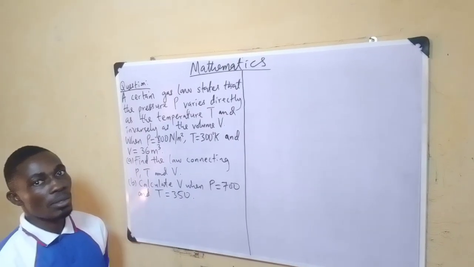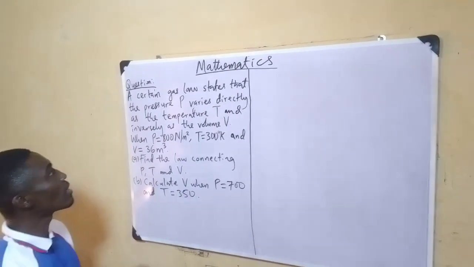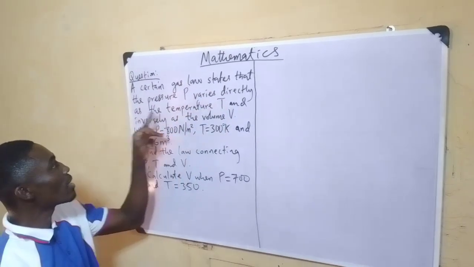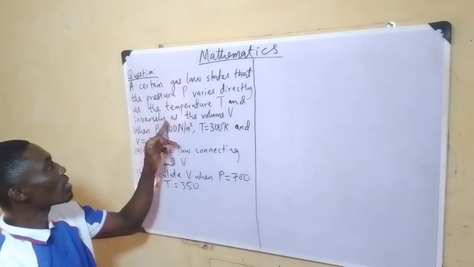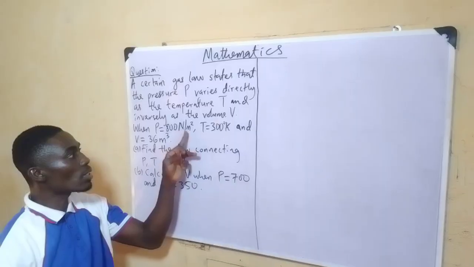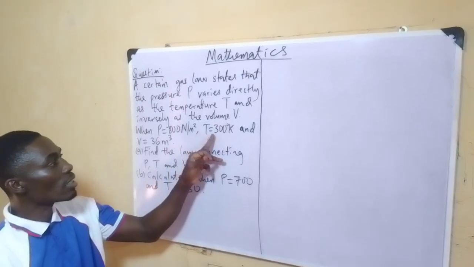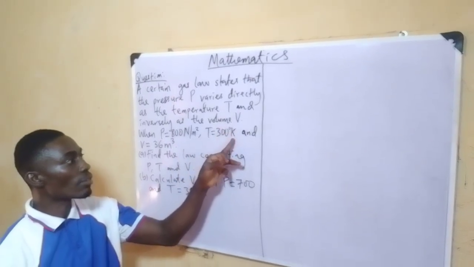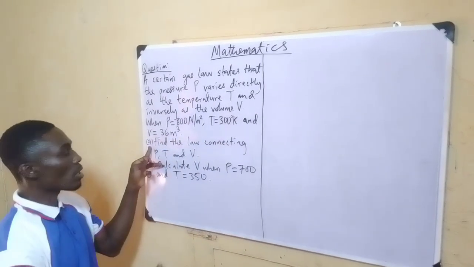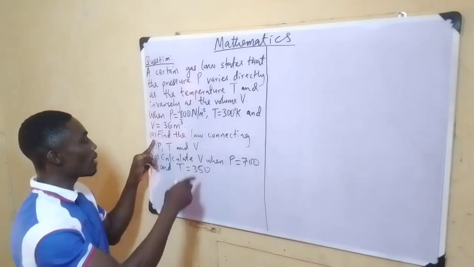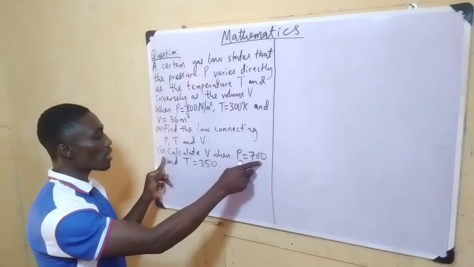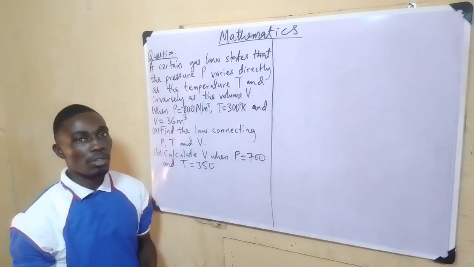Hello viewers, we have a simple question which says a certain gas law states that the pressure P varies directly as the temperature T and inversely as the volume V. When P is equal to 800 Newton per meter squared, T is equal to 300 degrees Kelvin, and V is equal to 36 meter cubed. The first question says, find the law connecting P, T, and V. Secondly, calculate V when P is equal to 700 and T is equal to 350.